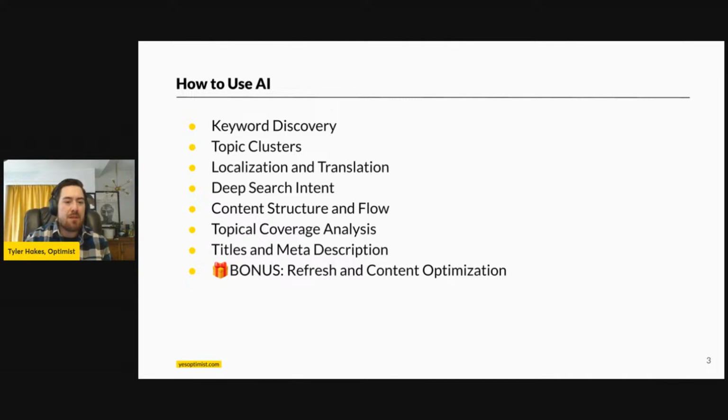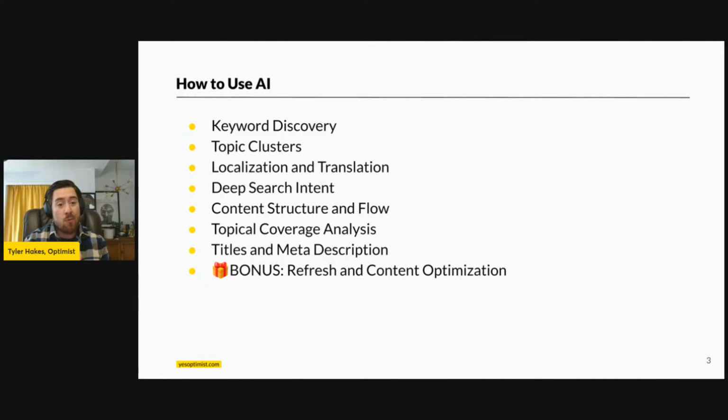We're going to talk about deep search intent. So this is one of my favorites personally. It's really about understanding the intent or the reader's goal associated with a specific topic or keyword, beyond just the basic buckets of search intent. So we're going to dig into that. We're going to talk about mapping out your content structure and flow. So building that initial outline, figuring out what is the shape and the form and the function of the content. And again, using AI to help you do that, but without necessarily relying on AI to do it for you.